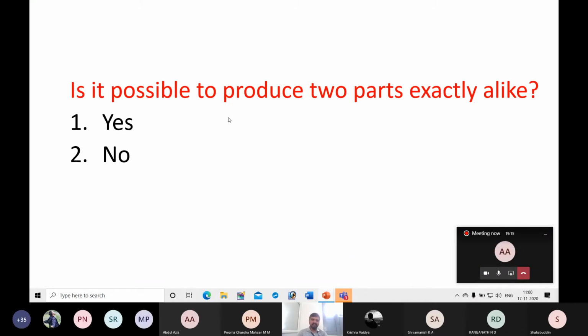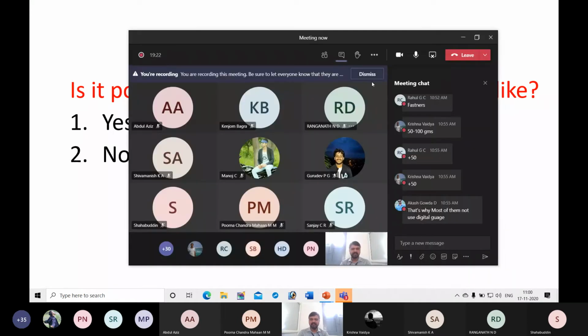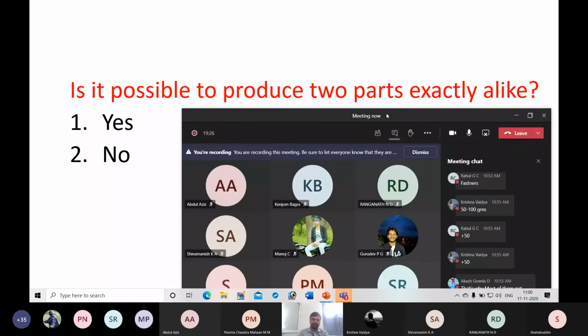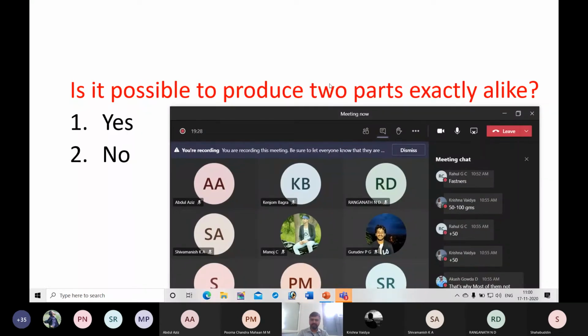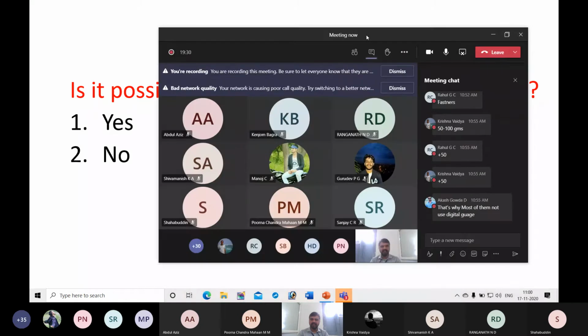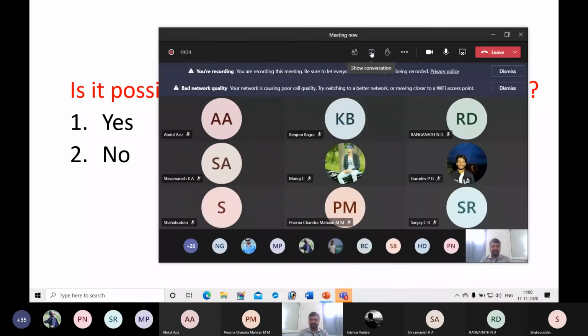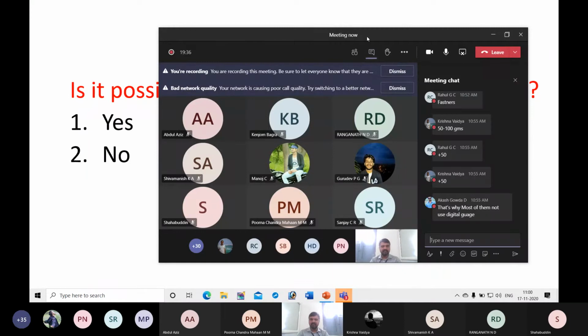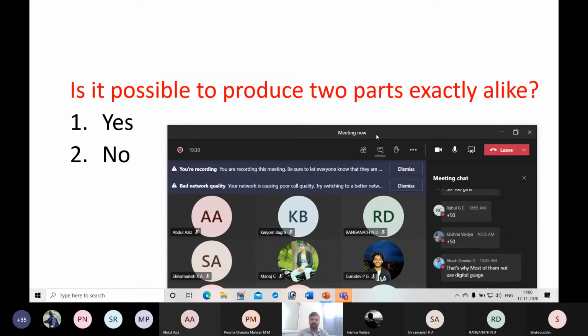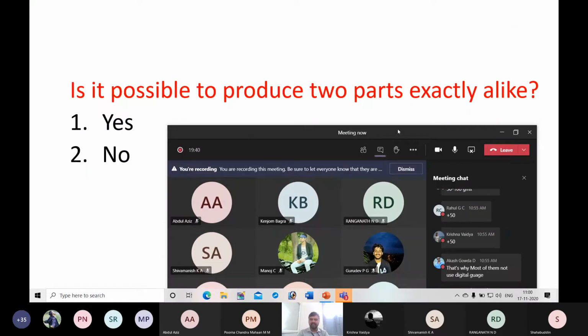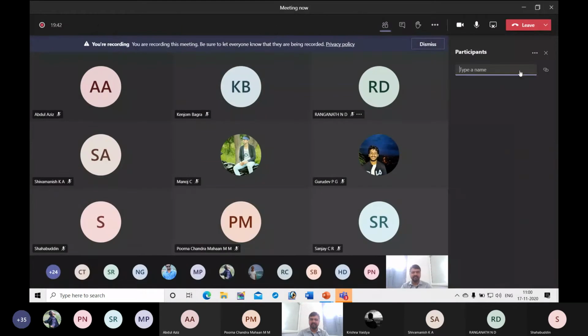Is it possible to produce two parts exactly alike? Answer yes or no. Is it possible to produce two parts exactly alike? You can start typing your answer. The question is: is it possible to produce two parts exactly alike? That means exactly the same.